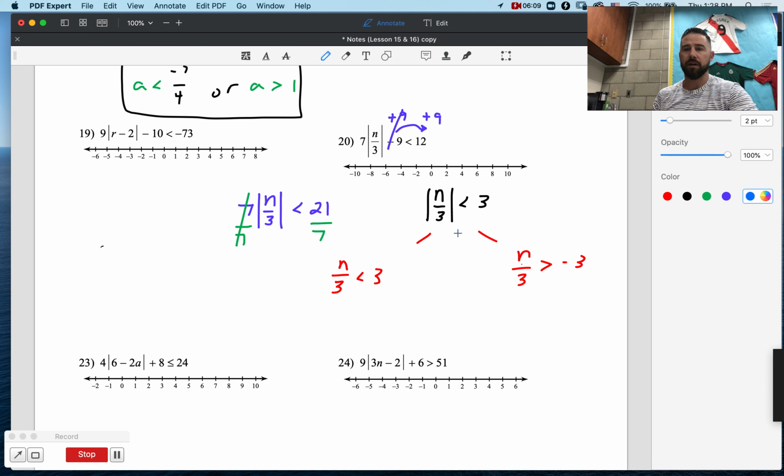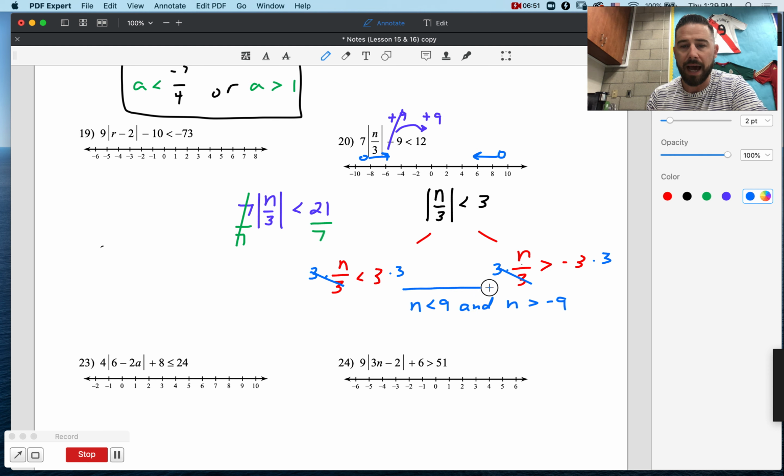And I'll slow down for the kids that are taking notes. So we will multiply by 3 on both sides. Cancel. Cancel. And it looks like we have n is less than 9. And over here we have n is greater than negative 9. Okay? Now, I want to show you something. So we're going to say less than 9. Well, 9 is right here to the left. Greater than negative 9. Negative 9 is over here to the right. Okay? And you know that if they're going together, it's going to be an and.